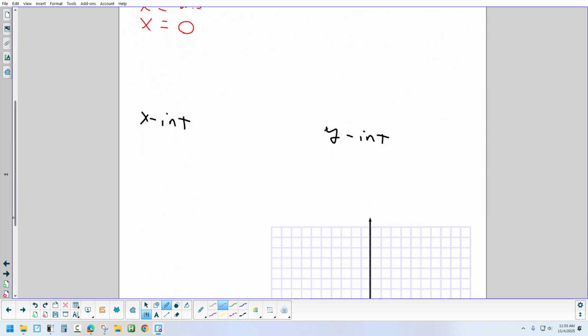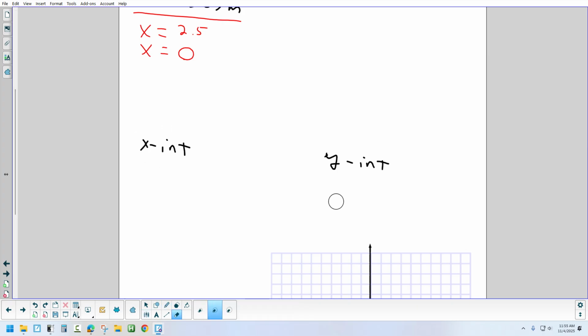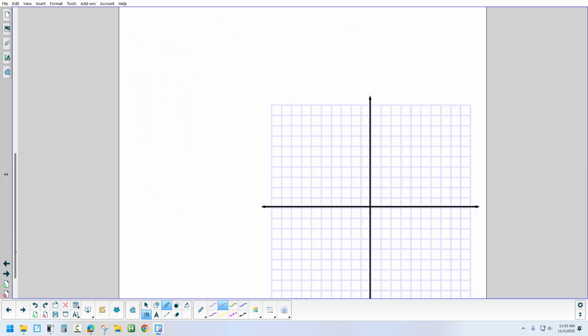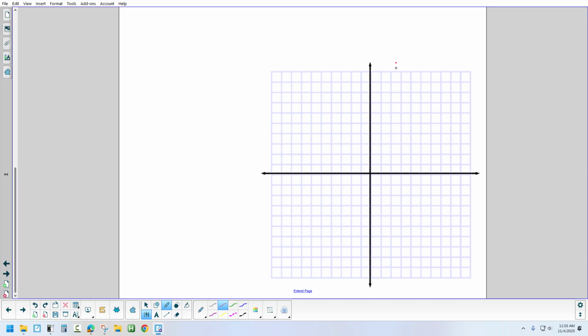You can find everything first if you want, and then graph later. I like to kind of graph it as I go a little bit. So 2.5. And what was the other one at? 0. Okay, so it's already setting up to be just like the other one. We're going to have our 3 sections.